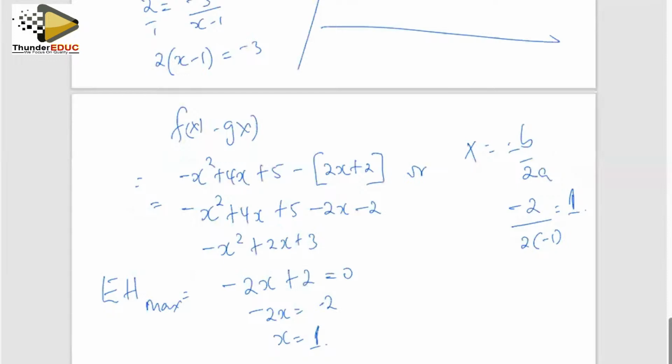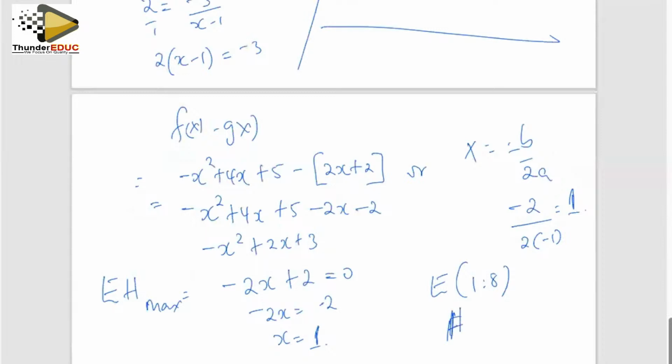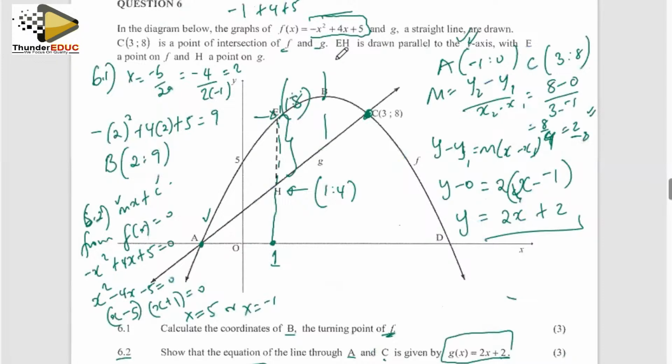Okay, so we say that coordinates of E is (1, 8). Coordinates of, is it F or H? It's H. Coordinates of H would be (1, 4). Now, since they want us to get the distance EH, just subtract, which is 8 minus 4. The answer must be just 4 units. Okay, this is just one alternative. Whichever alternative you use, you should get more or less the same answer, which is 4 units.